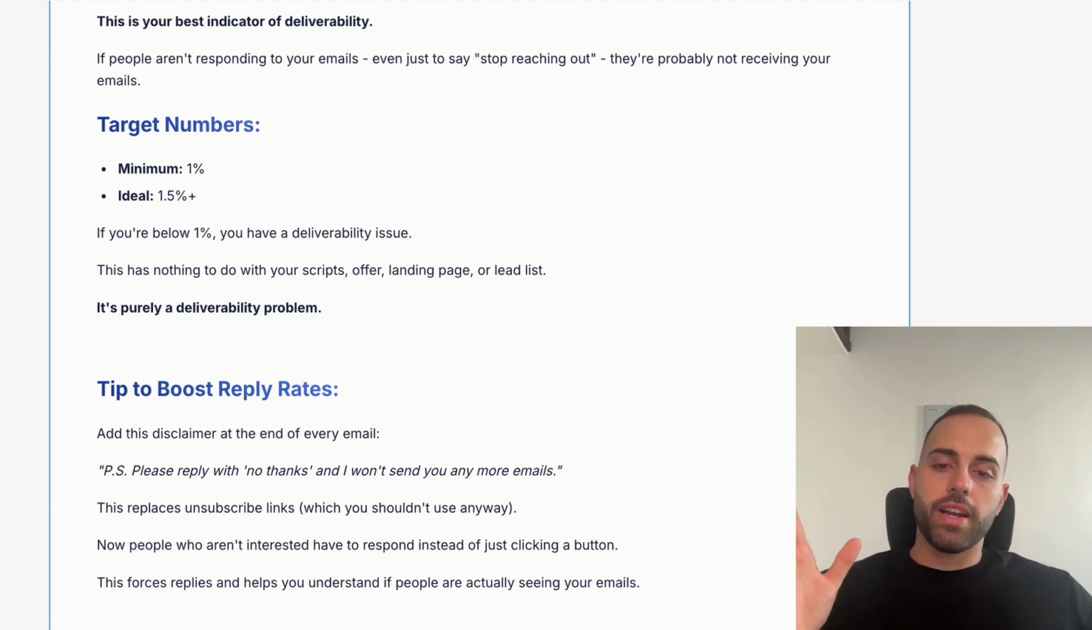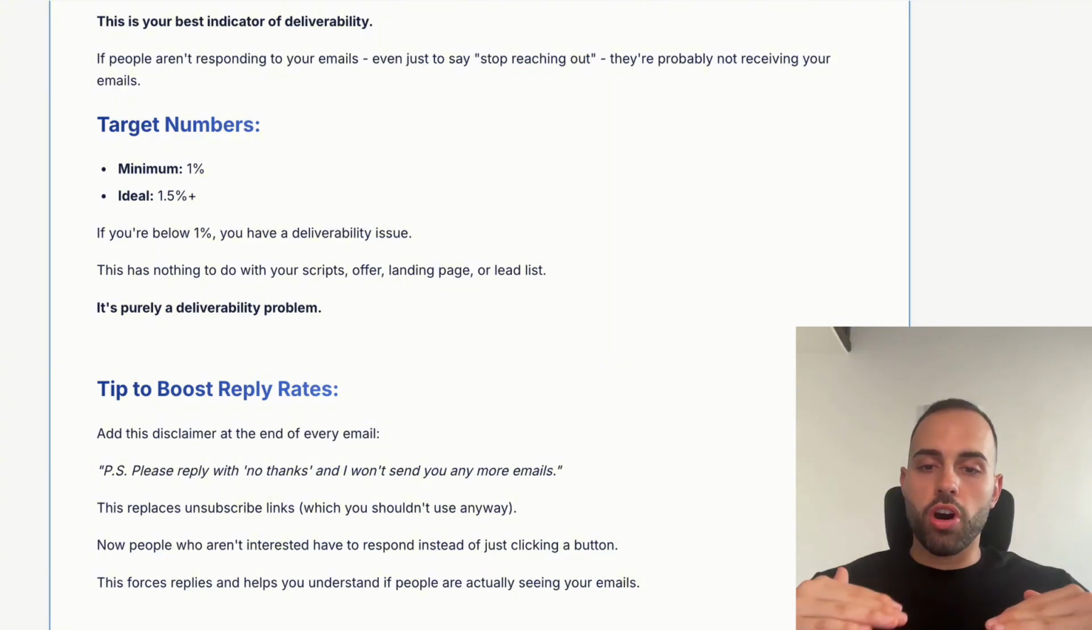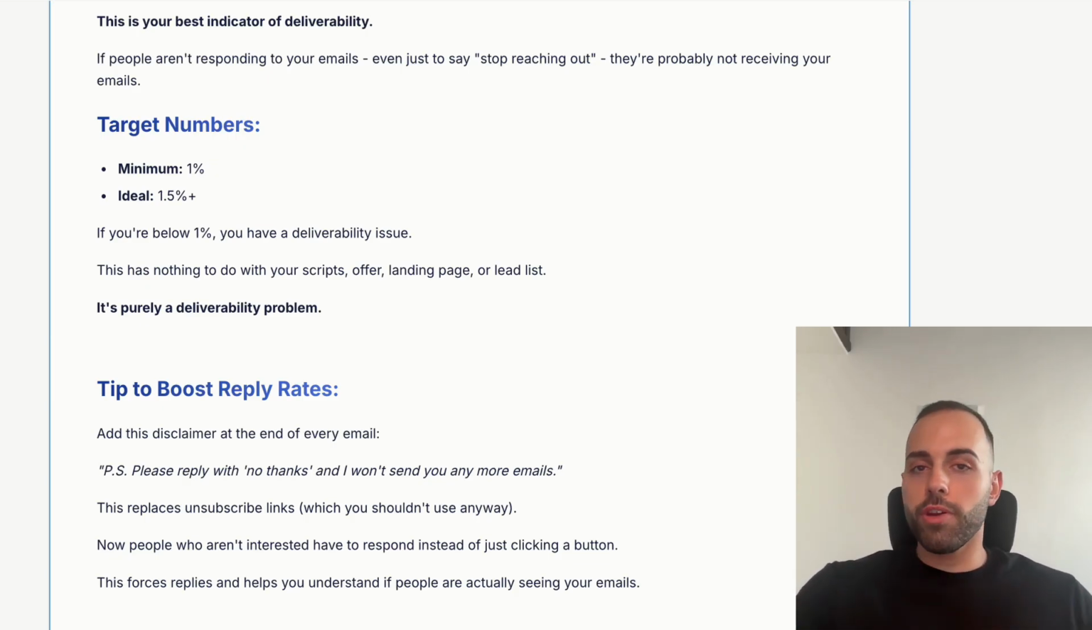Now, one piece of advice I could give you to boost your reply rates is by adding a disclaimer right at the bottom of your email that says, "P.S. Please reply with no thanks, and I won't send you any more emails." Now, this is going to replace your unsubscribe link, which you shouldn't be using anyway, because as we said previously, you don't want to have any links in your emails. The important thing here, if you want to be compliant, is just to have an opt-out in your emails. So if you have this disclaimer that clearly acts as that opt-out where people have the option to stop receiving your emails, then you are going to be compliant.